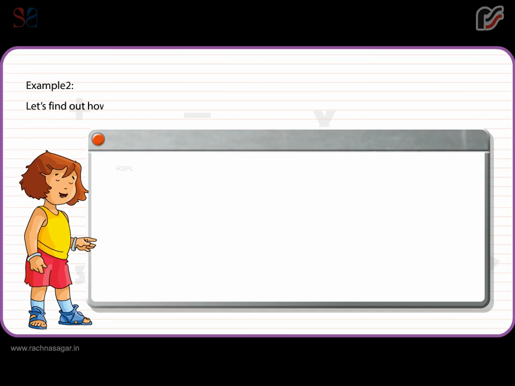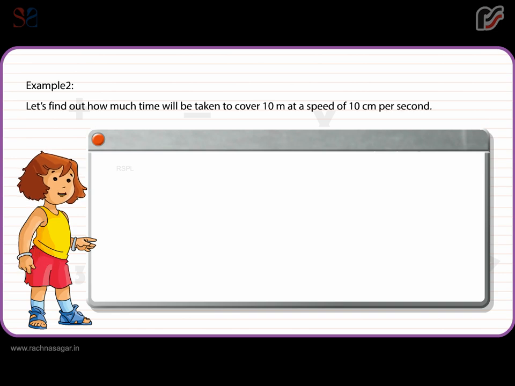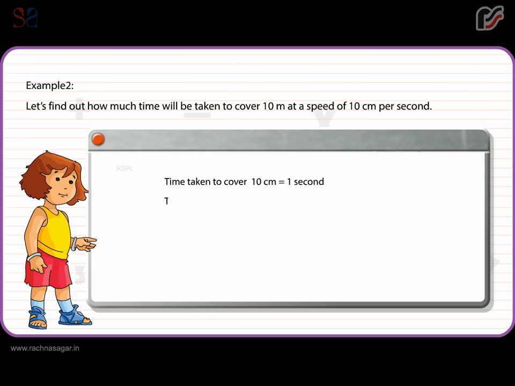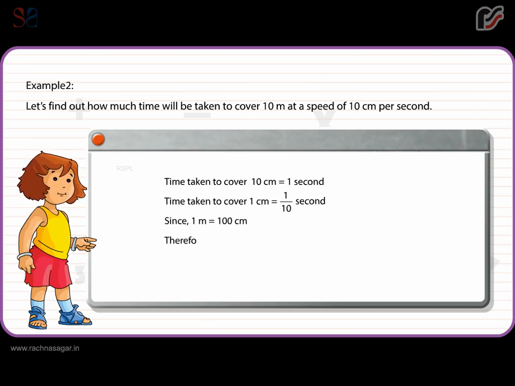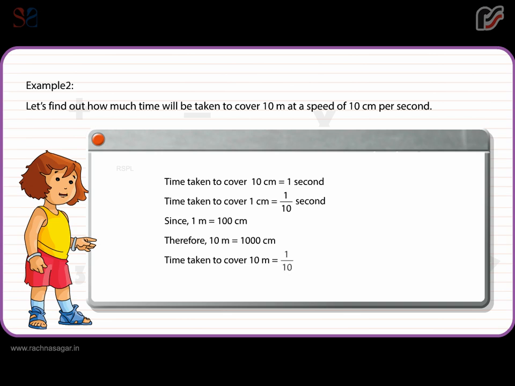Example 2. Let's find out how much time will be taken to cover 10 meter at a speed of 10 centimeter per second. Time taken to cover 10 centimeter is equal to 1 second. Time taken to cover 1 centimeter is equal to 1 by 10 second. Since 1 meter is equal to 100 centimeter, therefore 10 meter is equal to 1000 centimeter. Time taken to cover 10 meter is equal to 1 by 10 multiplied by 1000 is equal to 100 seconds.